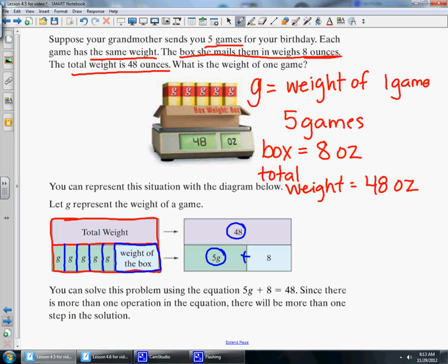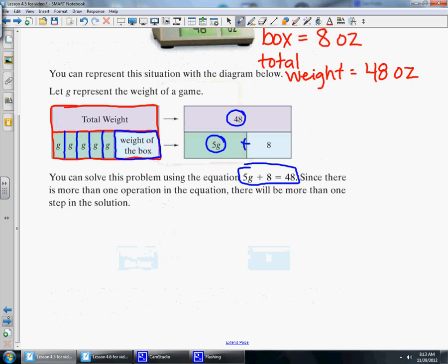So you can see down here that here's the equation, 5g plus 8 equals 48. Since it's an equation, we can solve it. So let's see what is the weight of one game. So we have 5 times g plus 8 equals 48. So we have 2 steps to solve this equation.